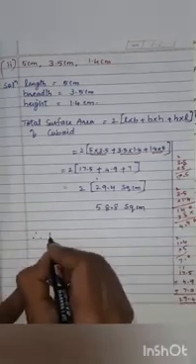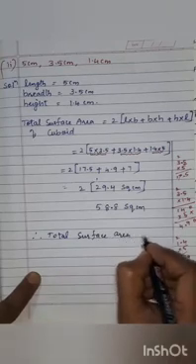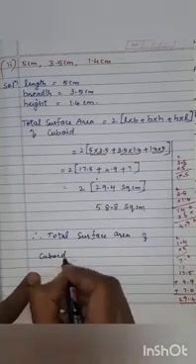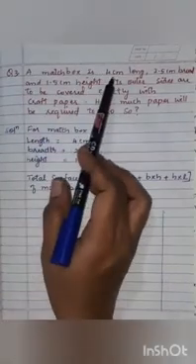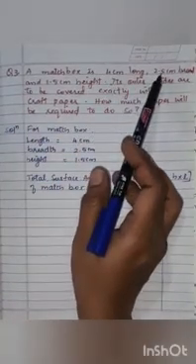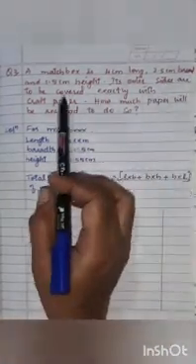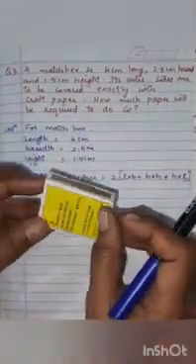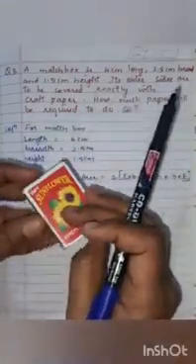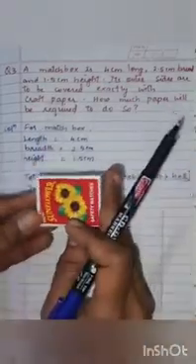So therefore you will write total surface area of cuboid is 58.8. Now students, our third question is, a matchbox is 4 cm long and 2.5 cm broad and 1.5 cm height. Its outer sides are to be covered. Okay, now suppose if this is a matchbox, and this matchbox has to be covered with the craft paper, then how much paper will be required to cover this matchbox with the craft paper?